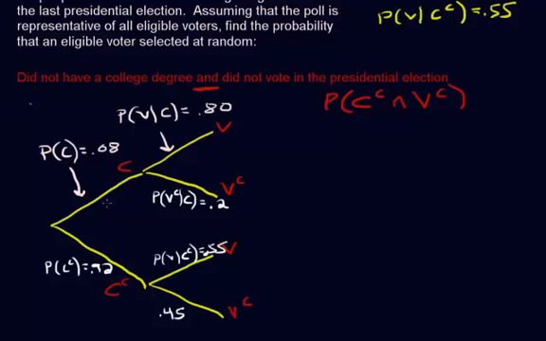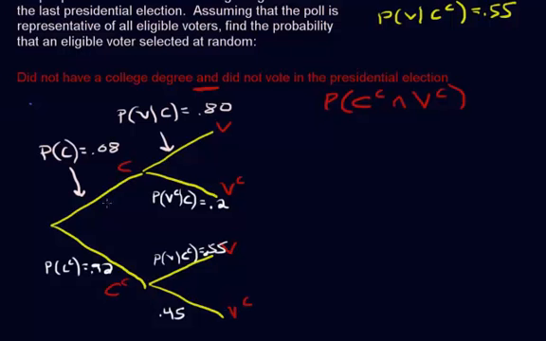So we would multiply these two together. And so that's going to be 0.92 times 0.45. So let's see what we get. And I get 0.414. Okay, so there you go. Let's move on to the next question.